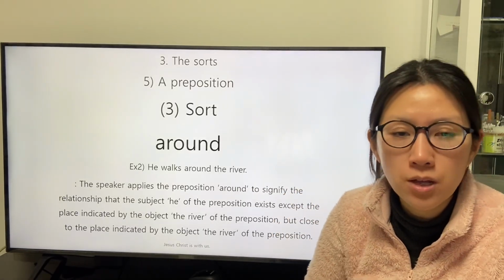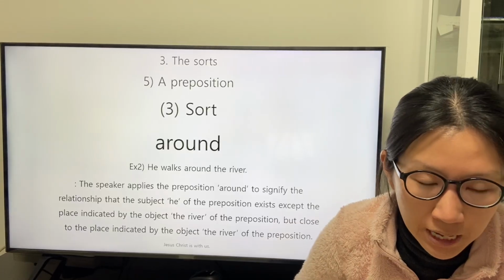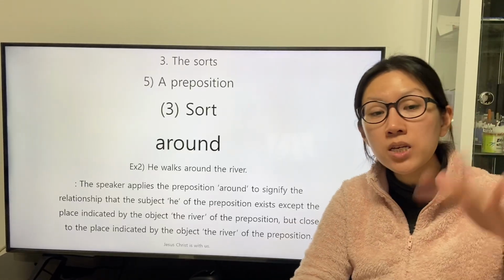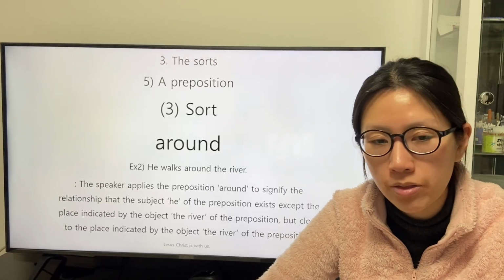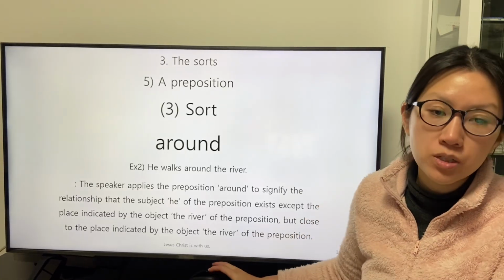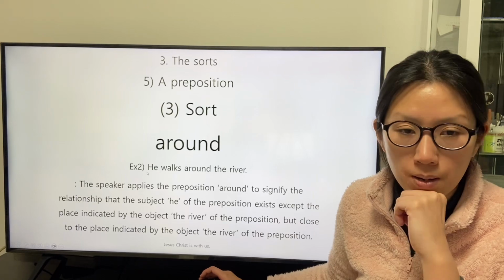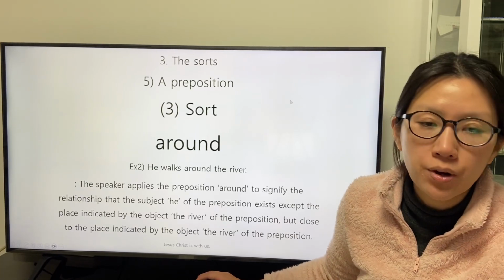The speaker applies the preposition around to signify the relationship that the subject he of the preposition exists except the place indicated by the object, the river of the preposition, but close to the place indicated by the object, the river of the preposition.